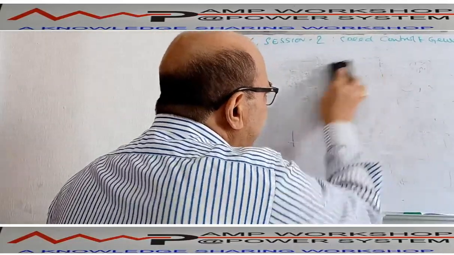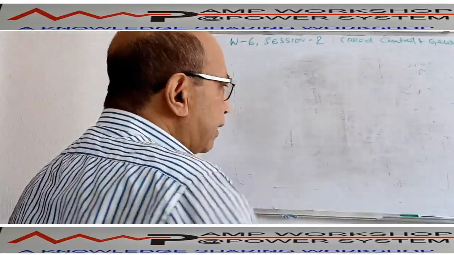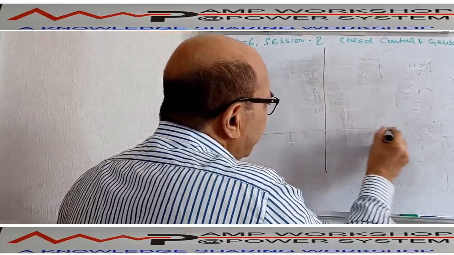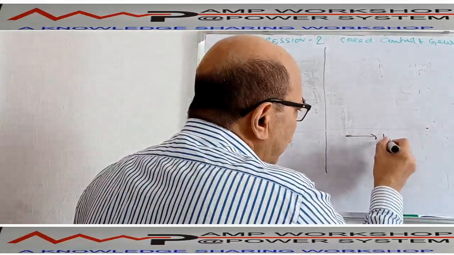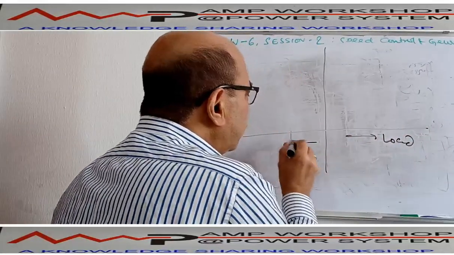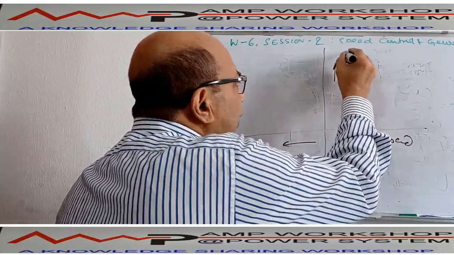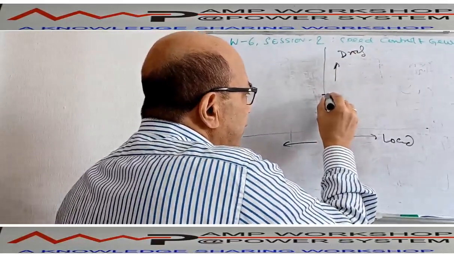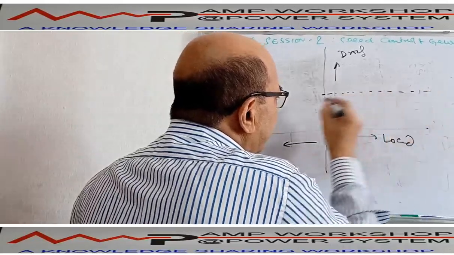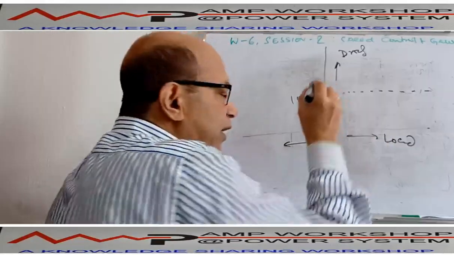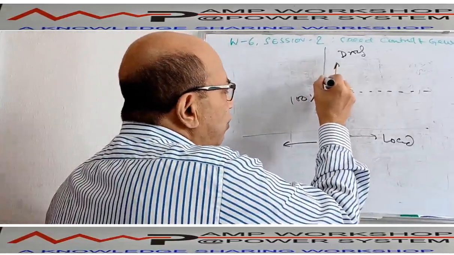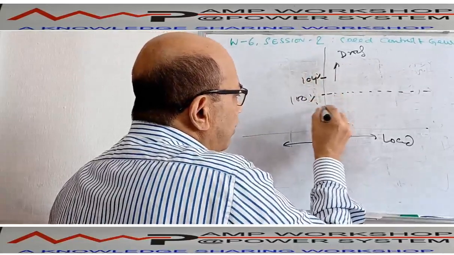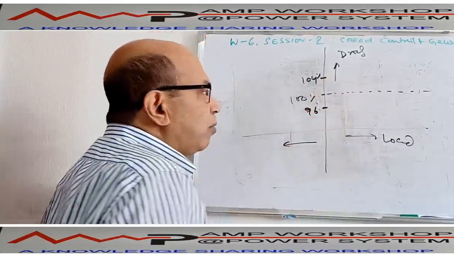Suppose there are two machines running in parallel, and both the machines have identical droop setting. Suppose this side is the load, and this side is your droop or the free speed, you can say. Suppose this is your 100% setting, a 100% speed. Suppose both the machines have a 4% droop. So this is 104%, and then the minimum will be 96%. So this is the zone of operation.